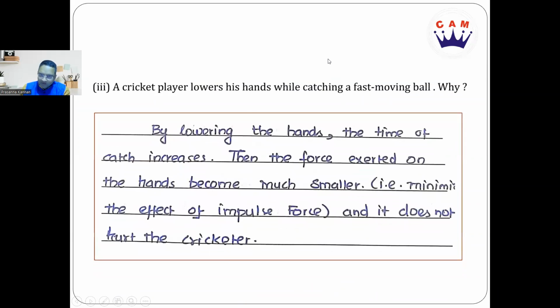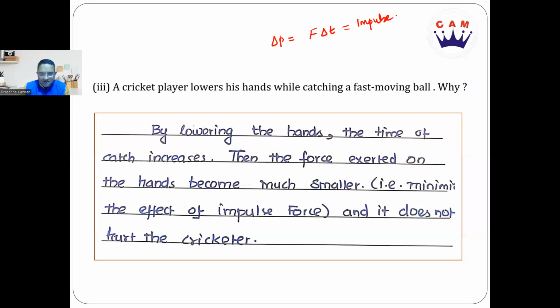Next, a cricket player lowers his hands while catching a fast moving ball. Why? By lowering his hands, the time of catch increases, so delta T increases. Impulse is given by F into delta T. F is equal to change in momentum by change in time. So this is called impulse force.